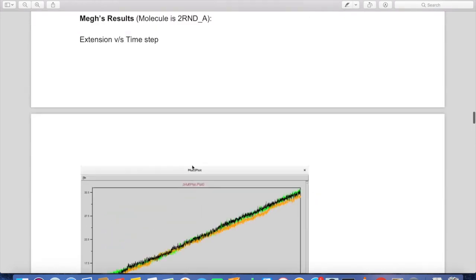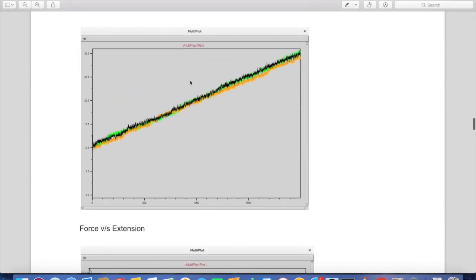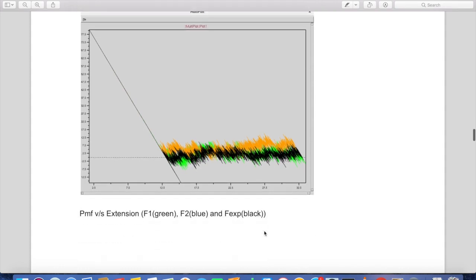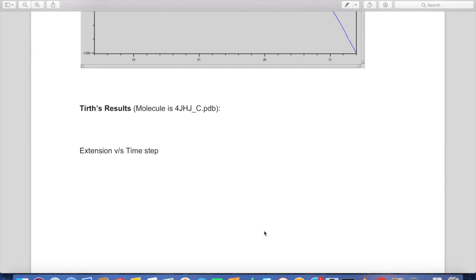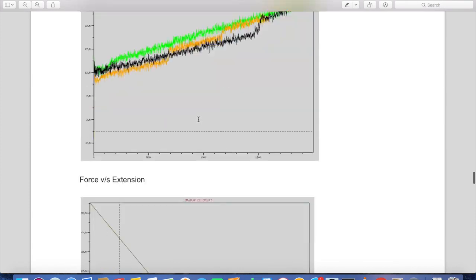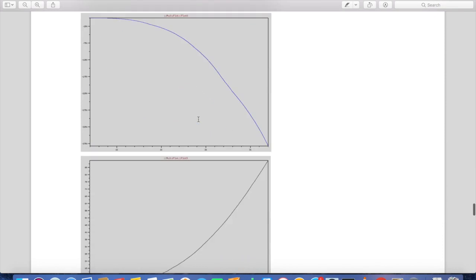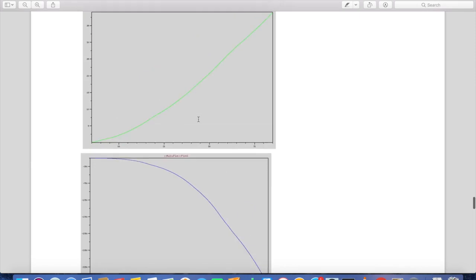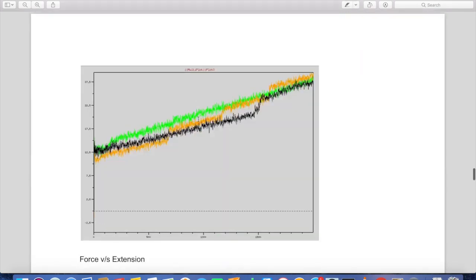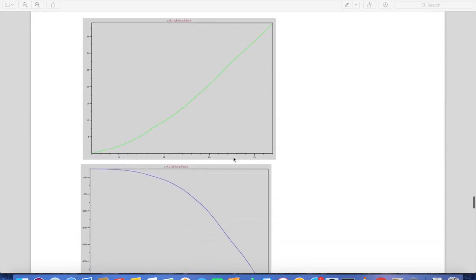These graphs were obtained from the molecule 2_A, and here also it's not a straight line but quite jagged, and here it increases and decreases. Another set of results is obtained on 4J_C. So what we see from these graphs is that they are quite similar but not exactly the same, and this is because different molecules are used. Next we'll do a comparison between the three molecules.